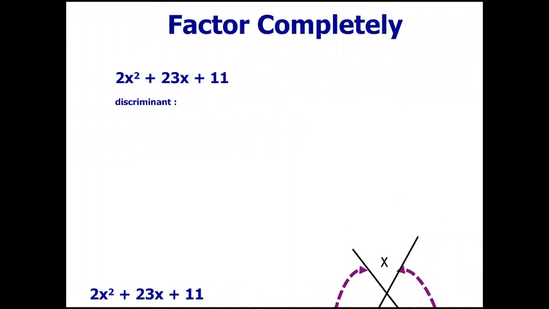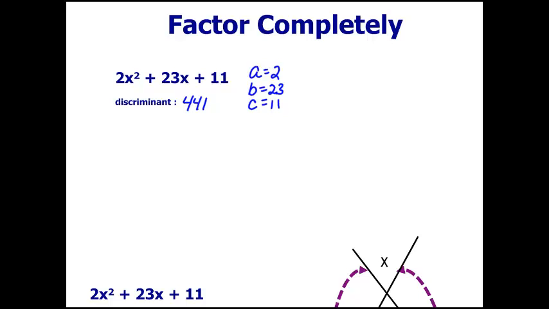So let's take a look at this one, and we'll do it 3 different ways. If you feel confident and you want to just try these on your own, go right ahead and come back and check. So the discriminant here, a is 2, b is 23, and c is 11. When you figure out the discriminant, and you should do that on your own, 23 squared is 529 minus 4 times 2 times 11, I get a discriminant of 441. That is a perfect square, so I'm good to go.